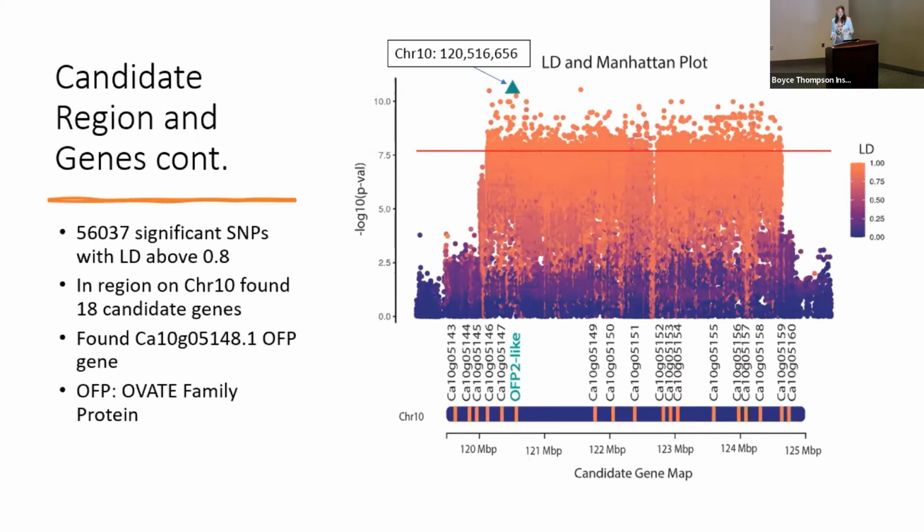So I looked at each of these candidate genes and tried to identify what kind of effect they might have by looking at what similar species have those sorts of genes. And I found this OFP2-like gene in teal here, which was very interesting. It is also almost directly below this triangle point here, which is the SNP with the highest p-value. So that makes it a good candidate. So this gene is the OFP, called an ovate family protein.